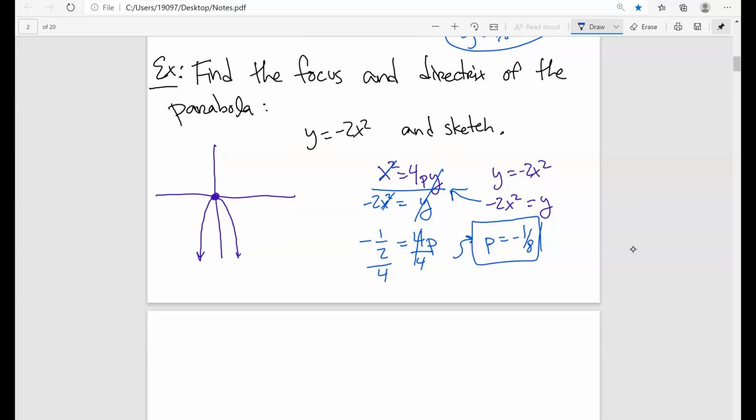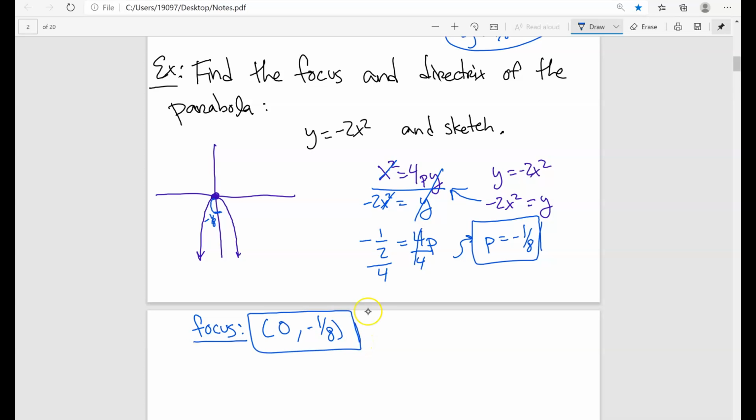Now we need to figure out what the focus is going to be. Now be very careful. So the focus is going to be on the inside of this parabola. Okay, so this is going to be negative 1/8 units. So that means that the coordinate for the focus is going to be (0, negative 1/8). That's going to be that guy.